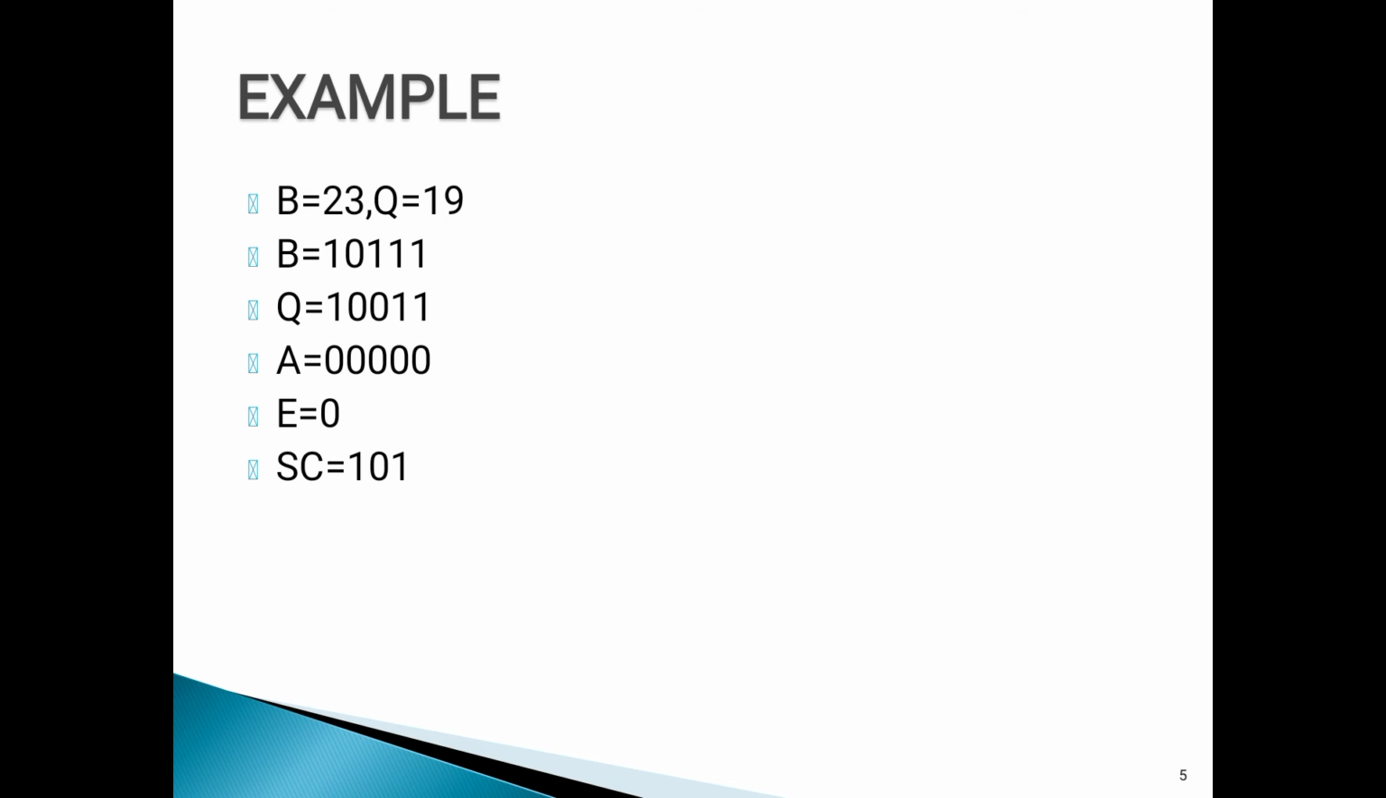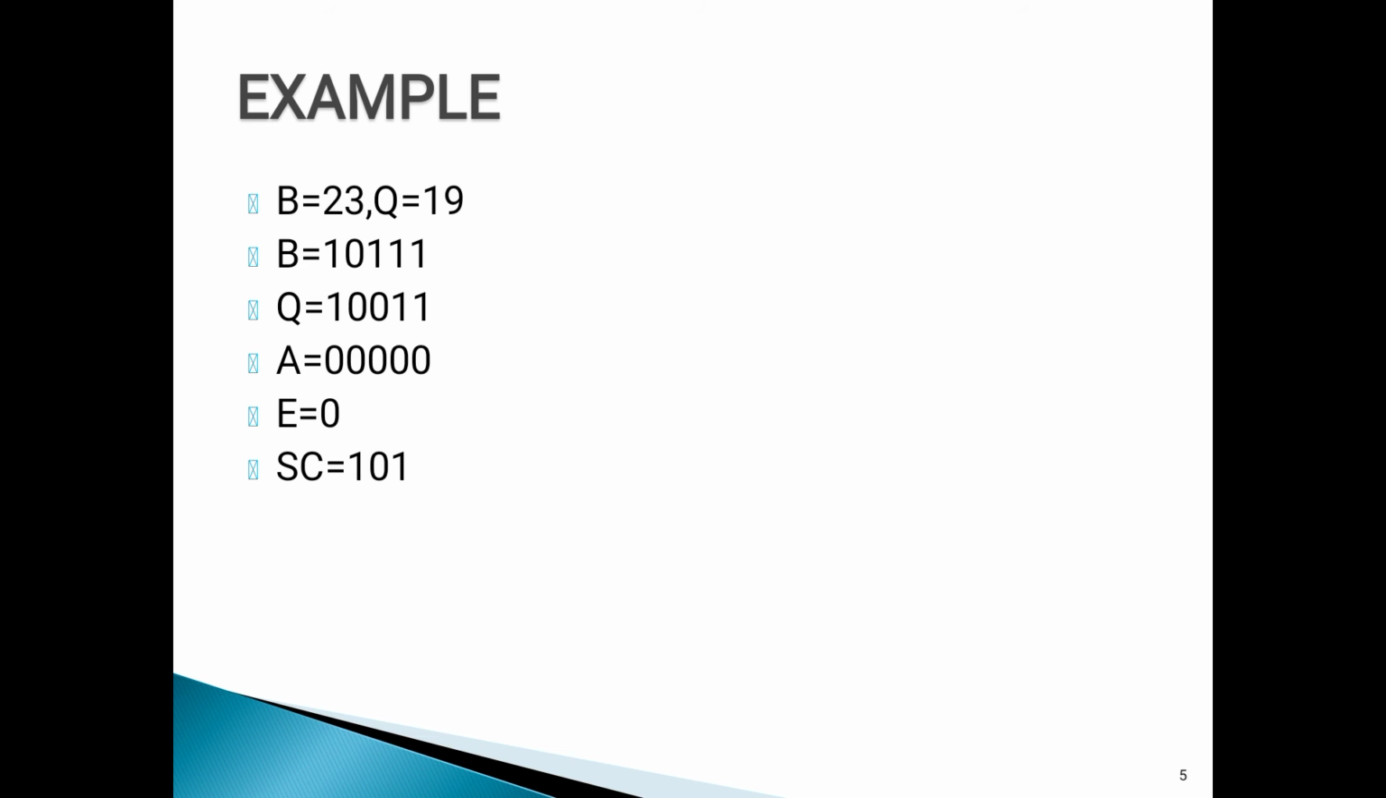So here B is equal to 23 and Q is equal to 19. 23, that is called the multiplicand, is stored in the B register. The multiplier is stored in the Q register. Write the binary number for 23, that is 10111, and write the binary number for Q, that is 10011.